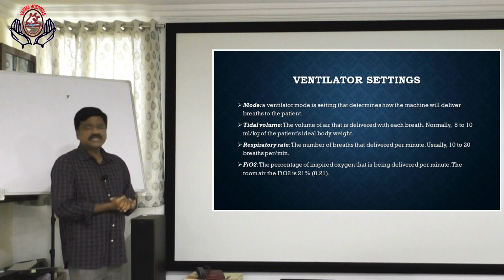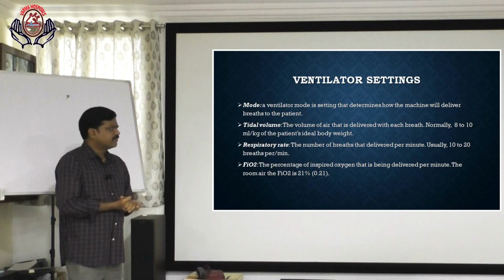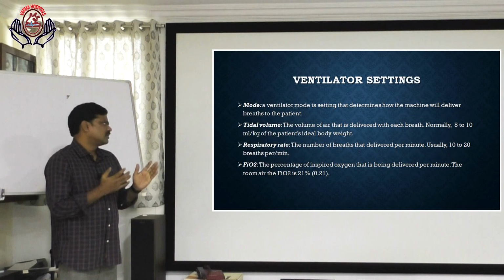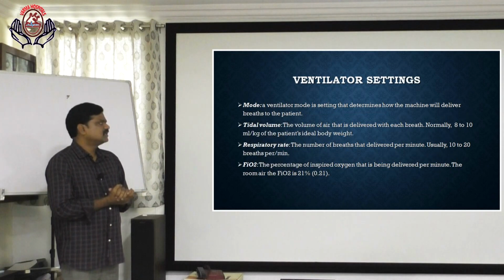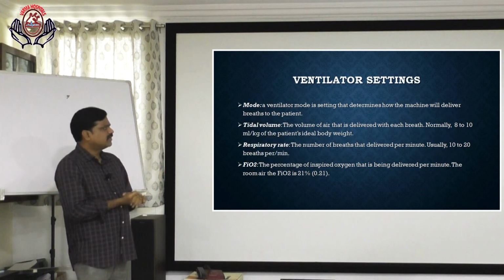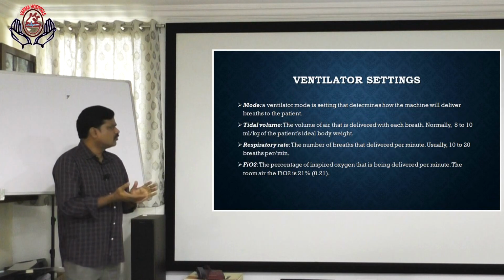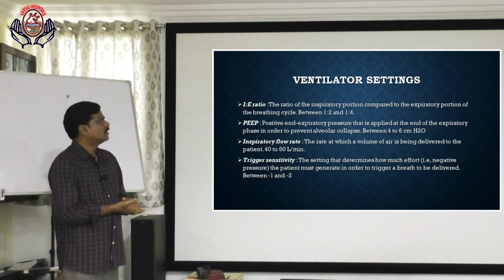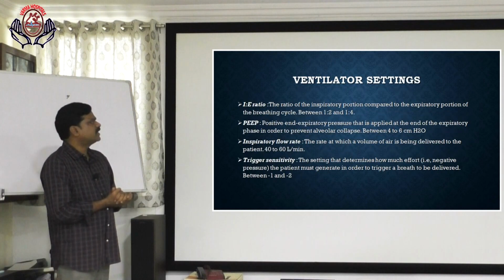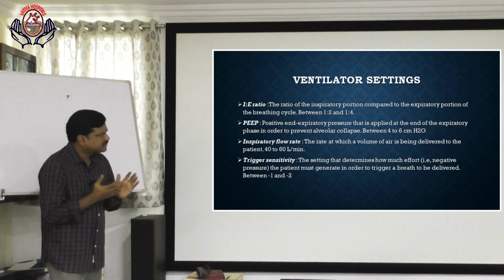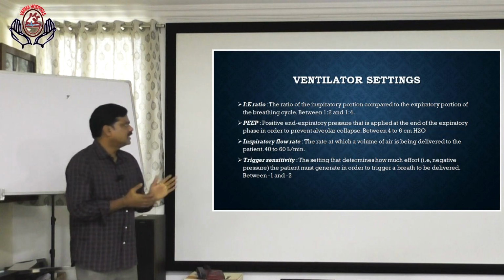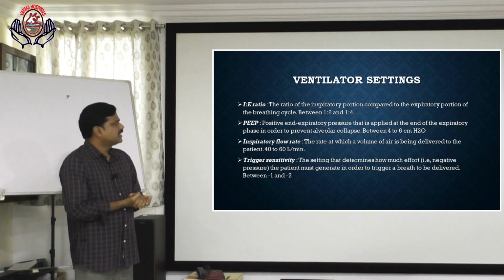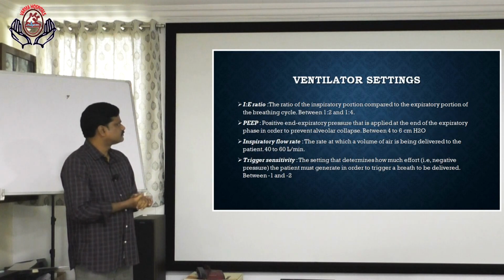Respiratory rate: the number of breaths delivered per minute, usually 10 to 20 breaths per minute. FiO2: the percentage of inspired oxygen that is delivered. In room air, the FiO2 is 21%. I:E ratio: the ratio of the inspiratory portion compared to the expiratory portion of the breathing cycle. It is normally between 1:1 to 1:2, and we can increase it to 1:4.